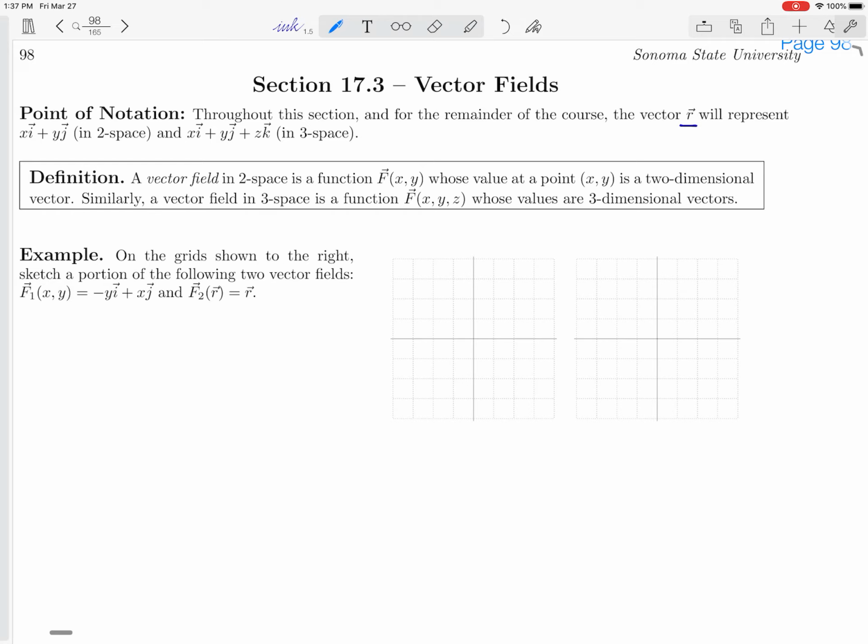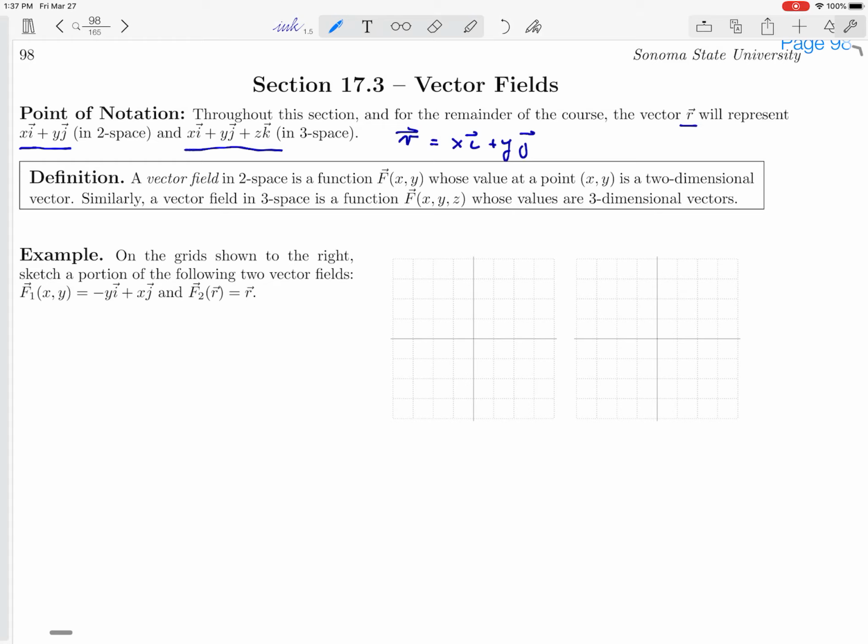From now on, throughout this section and also for the remainder of the course, we will often refer to the vector r. And when you see this vector r, it represents the vector xi plus yj, at least in 2 space, and in 3 space, it represents xi plus yj plus zk. So in our first example, you're going to see r, and we really mean the vector that's xi plus yj. So just so that you know what this means when it shows up.